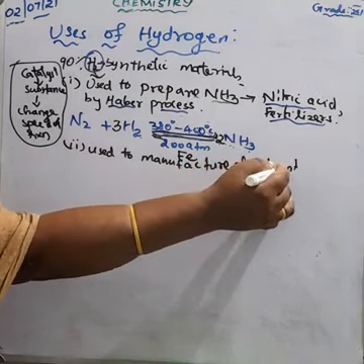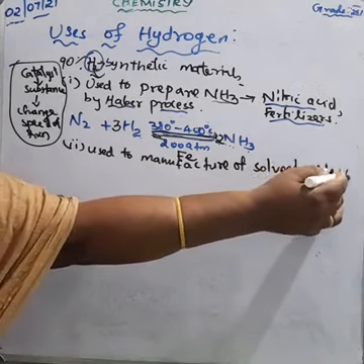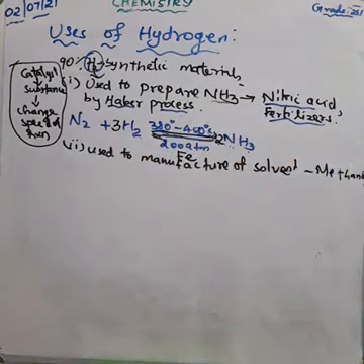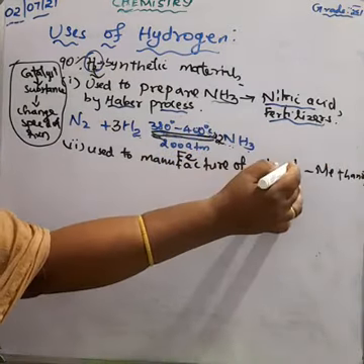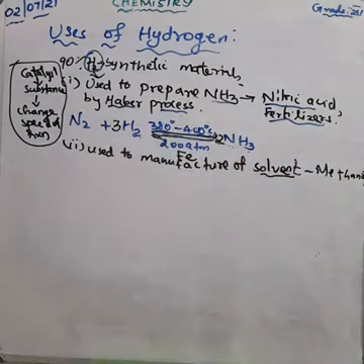That is an example, methanol. Okay, so hydrogen is used to manufacture a solvent. Which solvent? Methanol. What do you mean by solvent? A solvent is used to dissolve the solute particles. We have to use a solvent to dissolve the solute.